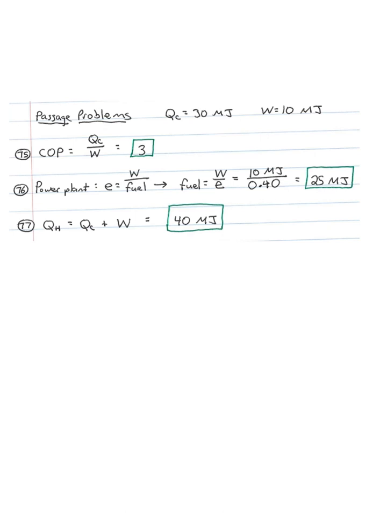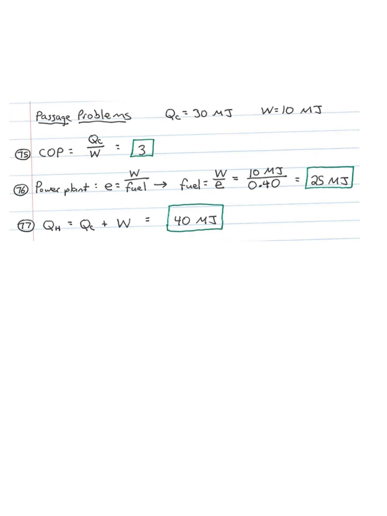And we end this chapter with three pretty quick, straightforward passage problems. The passage says, refrigerators remain among the greatest consumers of electrical energy in most homes. In the course of a day, one kitchen refrigerator removes 30 megajoules of energy from its contents, in the process consuming 10 megajoules of electrical power. The electricity comes from a 40% efficient coal-fired power plant.